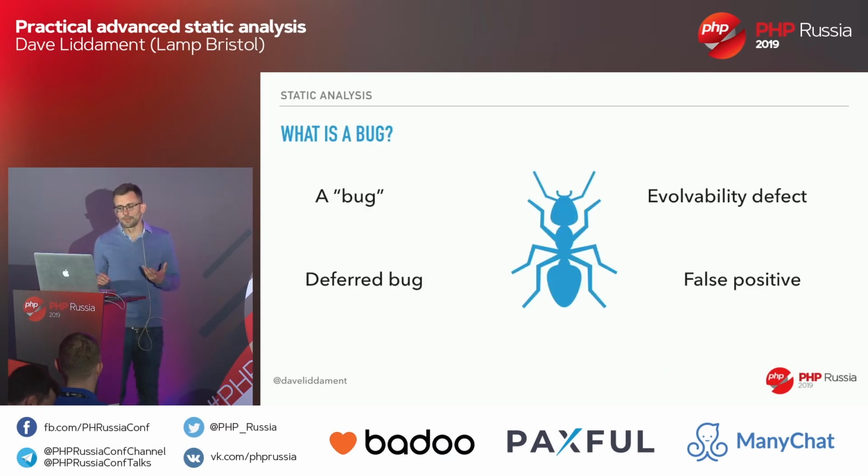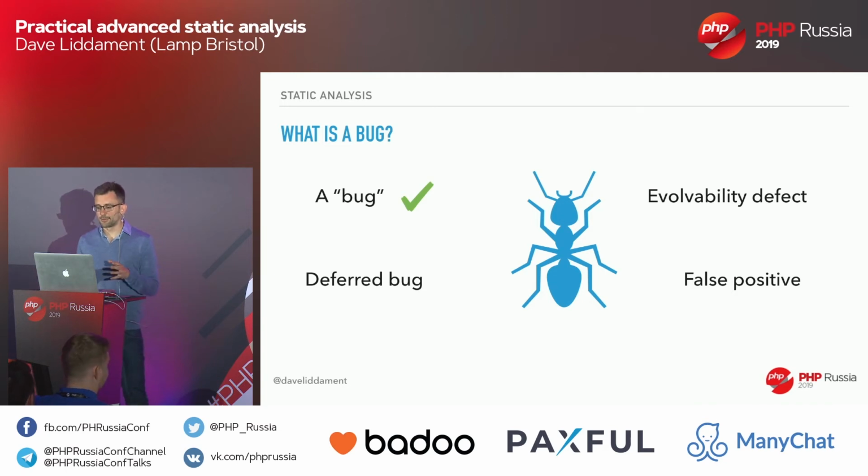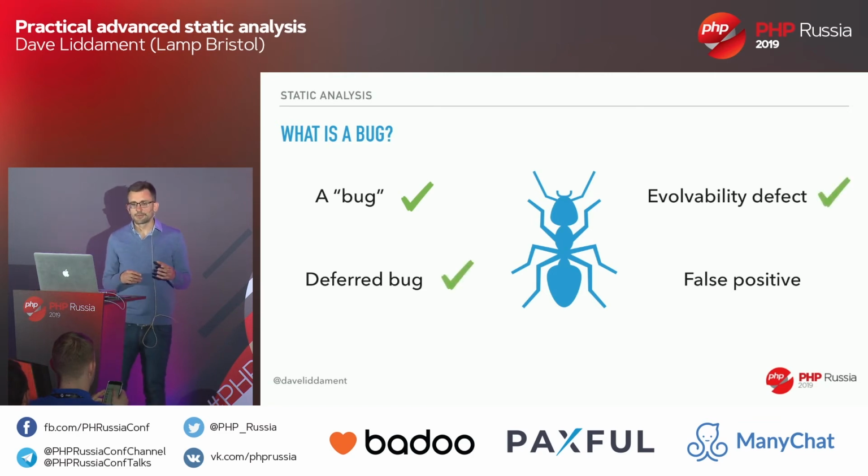So these are 4 types of bugs. I think we'd all agree that a traditional bug, something that will cause an exception to be thrown if the code runs, is definitely a bug. I'd also argue that deferred bugs and evolvability defects are also bugs or issues that should be resolved if they can, because there will be costs associated with them, if not now, certainly in the future.